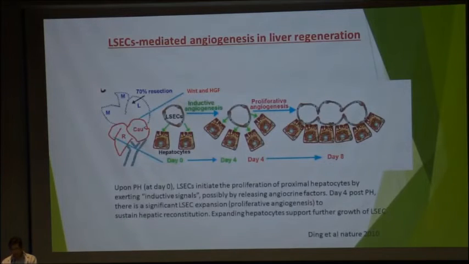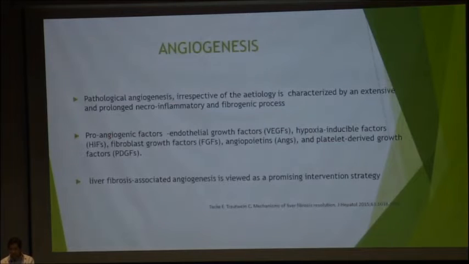As I had already discussed, the sinusoidal endothelial cells are one of the most important factors for liver fibrosis, and this slide depicts a partial hepatectomy leading to the formation of endothelial cells, which first causes proliferation of the proximal hepatocytes, causing an inductive signal. Then they release angiogenic factors. By day 4, there's a significant increase in these sinusoidal endothelial cells, thereby causing further support of these endothelial cells. Now coming to angiogenesis.